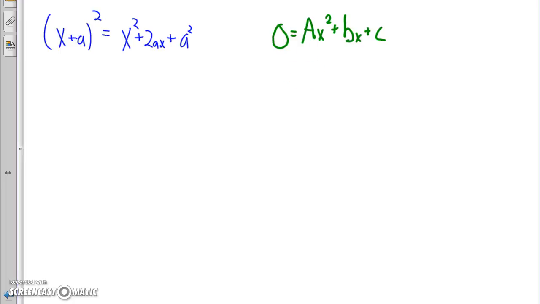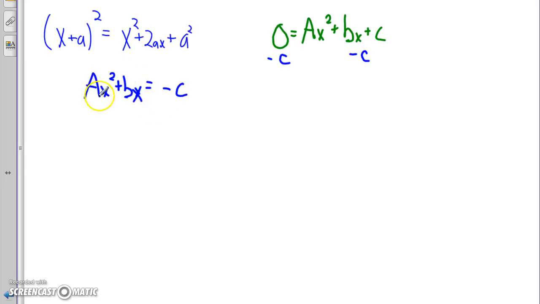So let's look at how to solve for this. First of all, again, we're using complete the square. I want to make this look like that. And the first thing I'm going to do is get rid of this c. So the very first thing I'm going to do is subtract c from both sides, minus c and minus c. So now I have ax squared plus bx equals minus c.